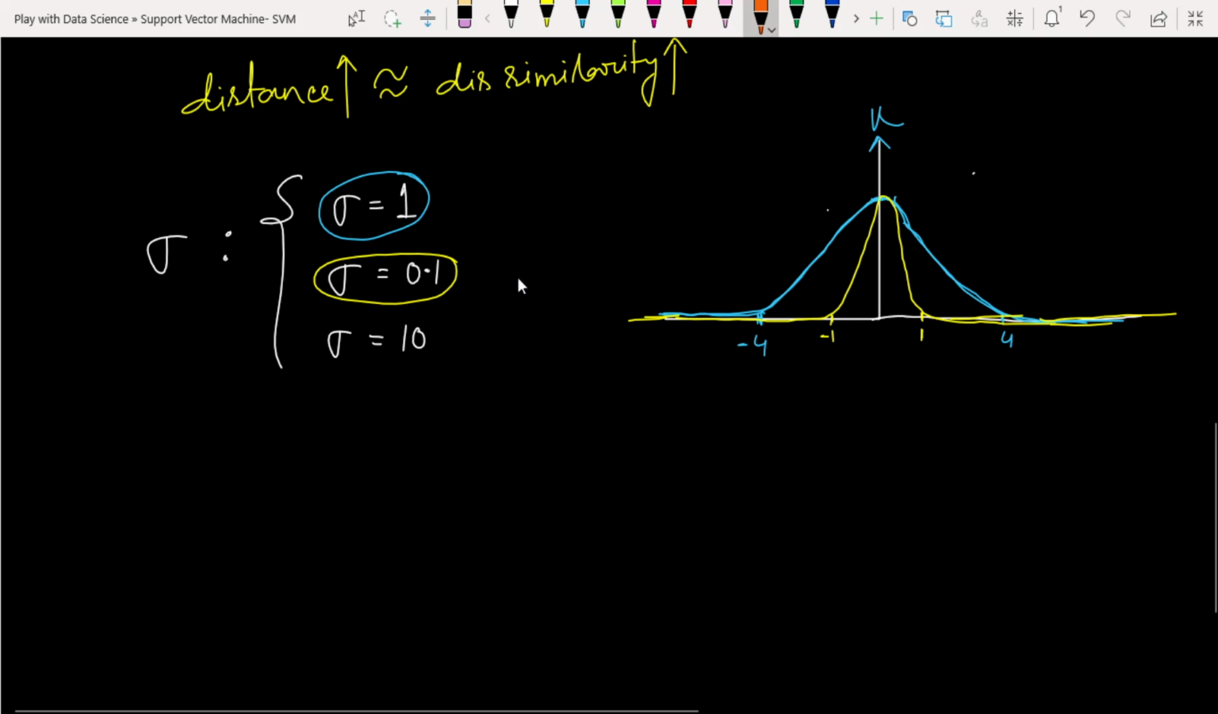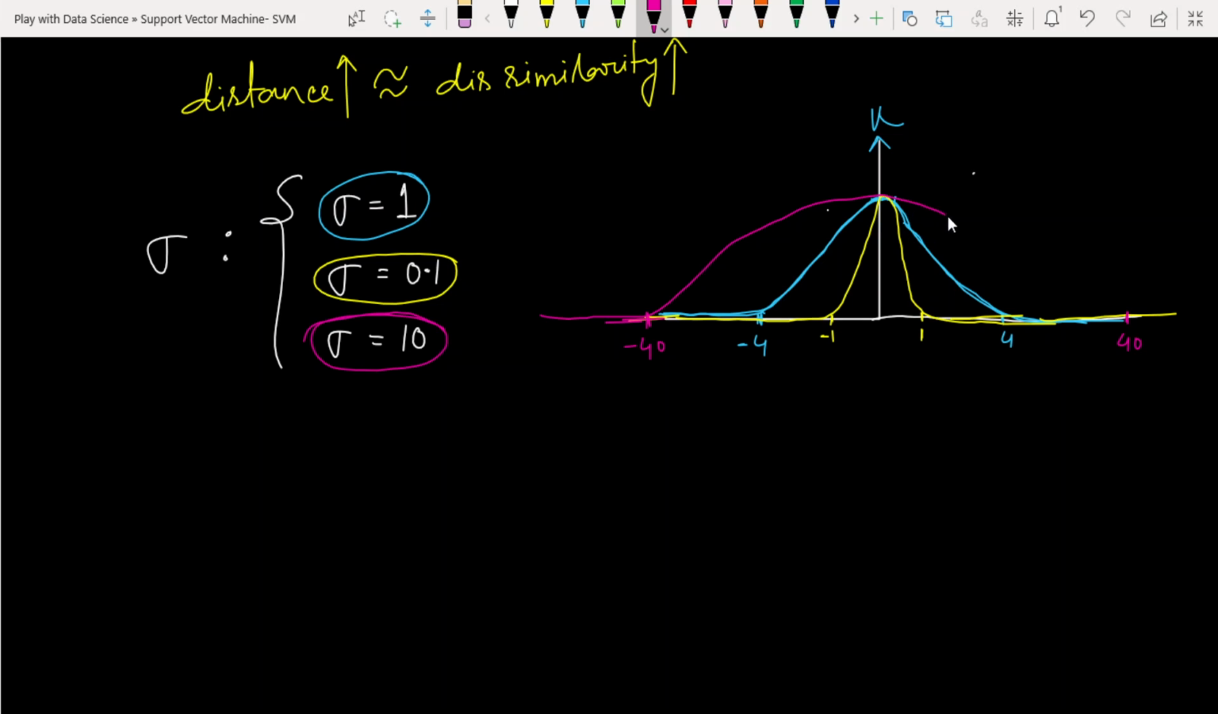Okay, and if you consider this one equals 10, for example using our pink color, then if this is our minus 40 and this is our plus 40, our function looks like this, with 0 in the middle. After that we are getting the similarity. We compare with this, we see this function in Google plot, this kind of function we see.